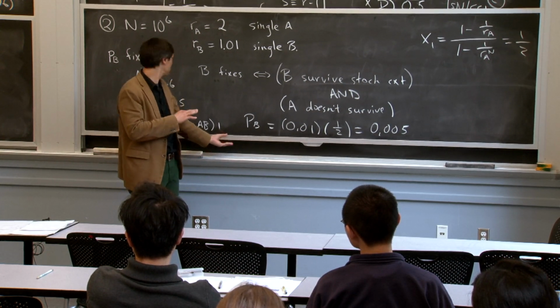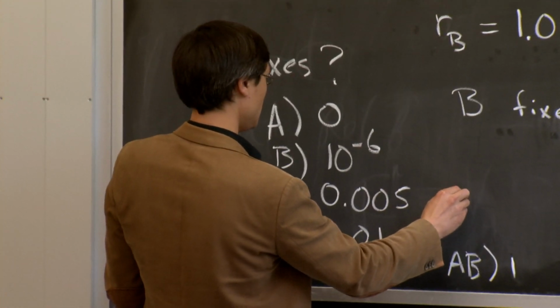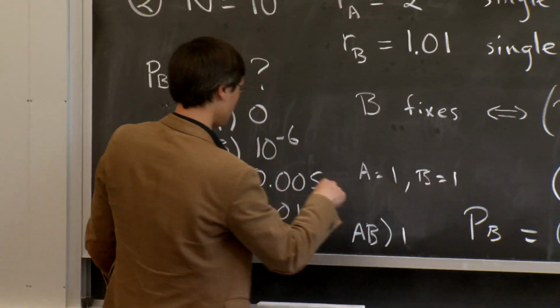Any other questions about, okay, so I just want to be clear here. So this is when A is equal to 1, you know, the number of A individuals is 1, and the number of B individuals is equal to 1, right?